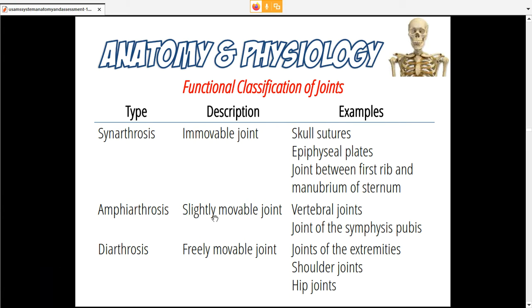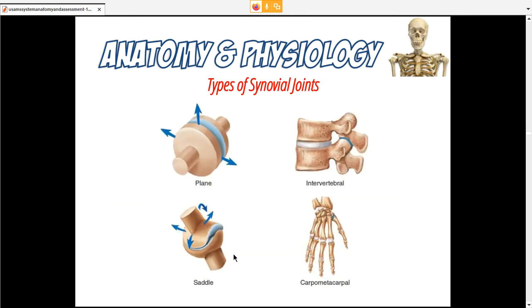Amphiarthrosis means slightly movable joints, that is, the vertebral joints. In the vertebral column, the vertebrae lie one on each other, and we can identify very slight movement there. So they come under amphiarthrosis, or slightly movable joints. Then diarthrosis means freely movable joints. We can identify the shoulder joint, elbow joint, and wrist joint. These are all freely movable joints, and they come under diarthrosis.